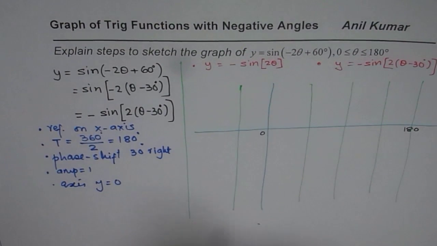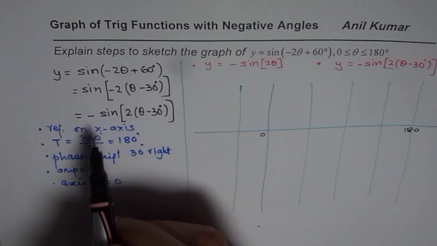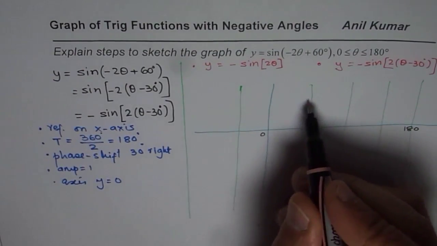So starting from 0, and the sine function actually starts from 0, right? Sine function starts from 0. Since it is negative, it will not go up but will go down.